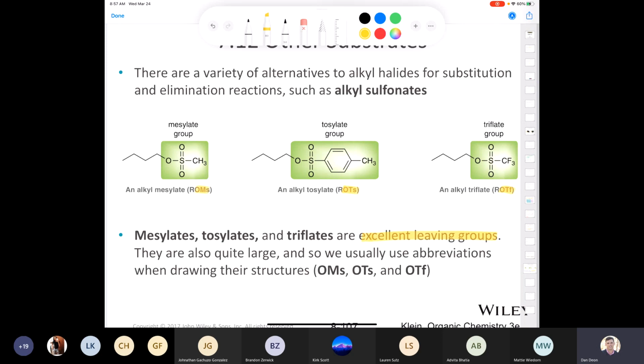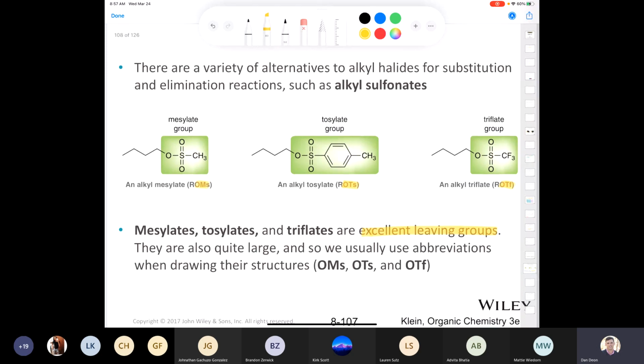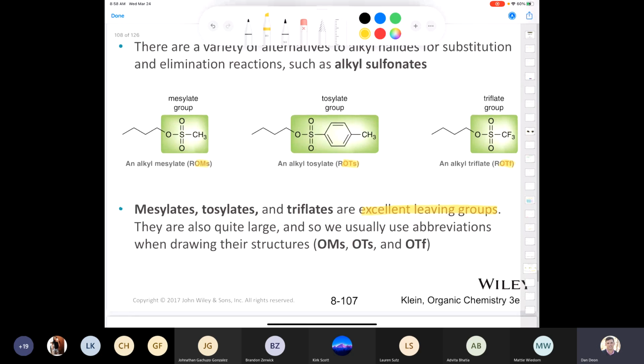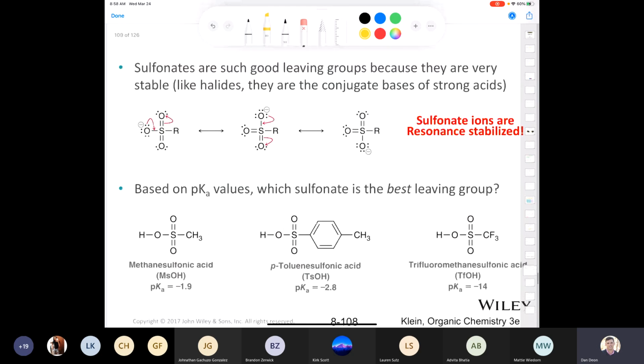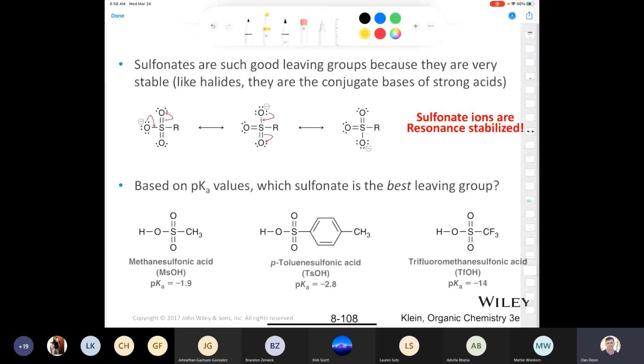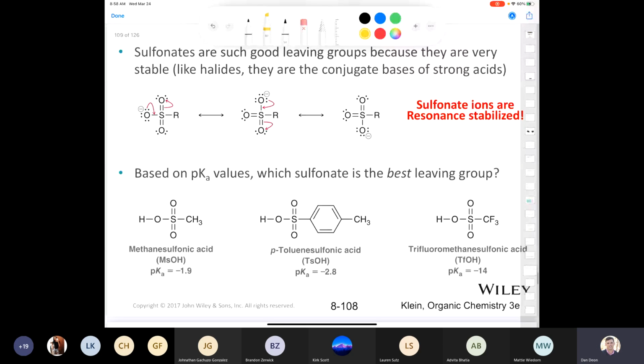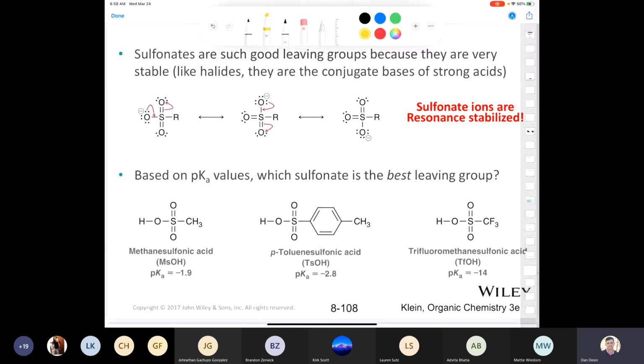If you've got an inquiring mind and you're wondering what makes these guys such great leaving groups, well, after the substitution reaction occurs, the leaving group must be the conjugate base of a very strong acid, right? It must be a really weak base. The reason that these are really weak bases is because they're so stabilized. You can draw these resonance structures for them here. And if you look at the pKa's of the conjugate acids of the leaving groups, we have methane sulfonic acid, para-toluene sulfonic acid, and trifluoromethane sulfonic acid.